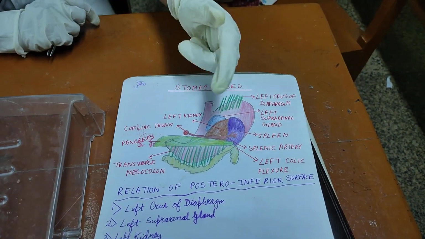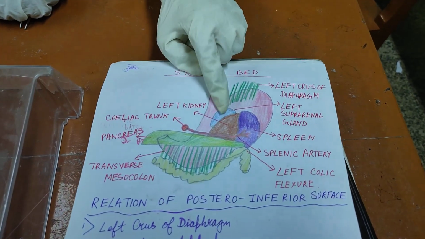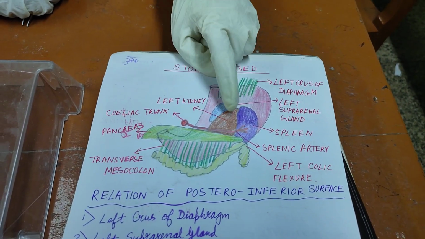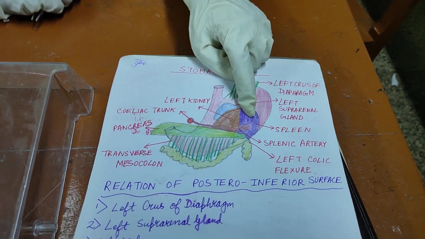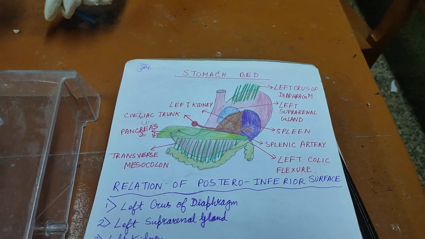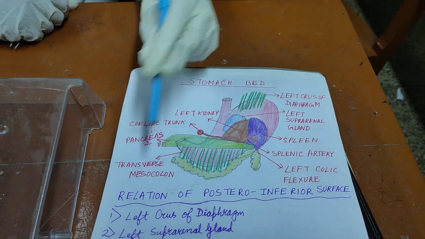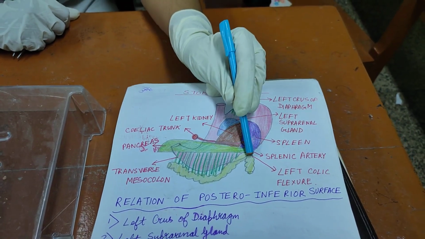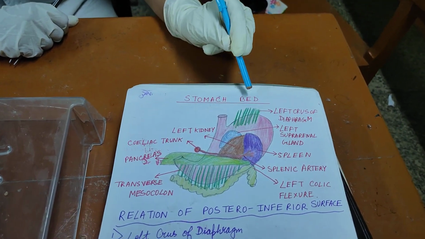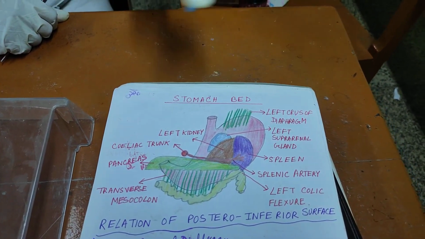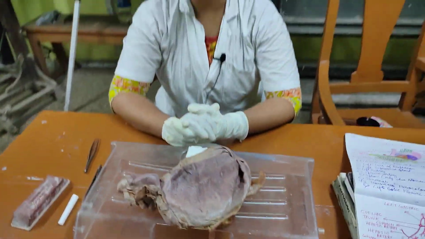The structures from above downward include the left crus of the diaphragm, left suprarenal gland, left kidney, the splenic artery. Sometimes the spleen can also come in relation. Then we have the pancreas anterior surface, transverse mesocolon and the left colic flexure. So, these are the structures forming the stomach bed. This was regarding external features of the stomach.